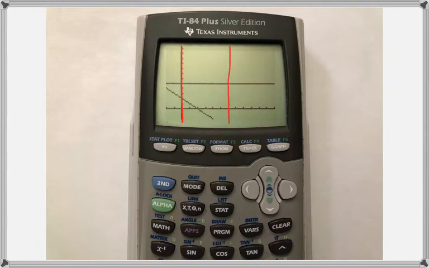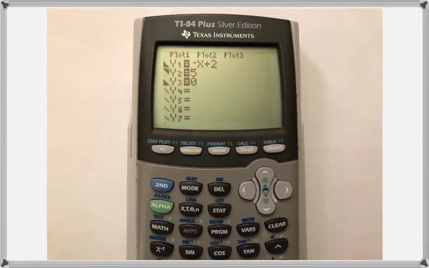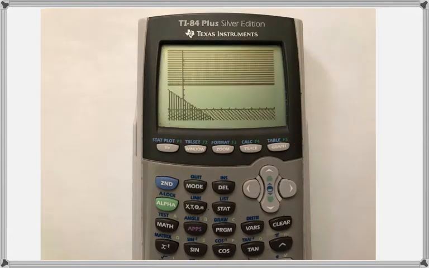So now let's look at the shading, and I like to do the reverse. So it was y is greater than or equal to negative x plus 2, so the reverse would be shading below. It's y is less than 5, so the reverse would be above 5. And it's greater than 0, so the reverse would be below 0. And if we graph it, this is what our shading looks like. So this would be our feasible region.